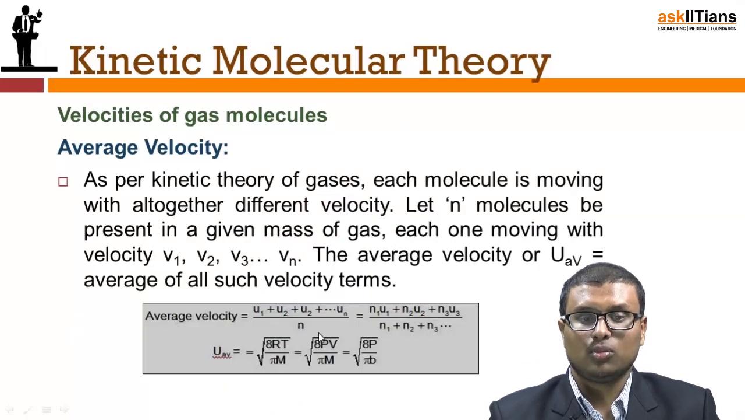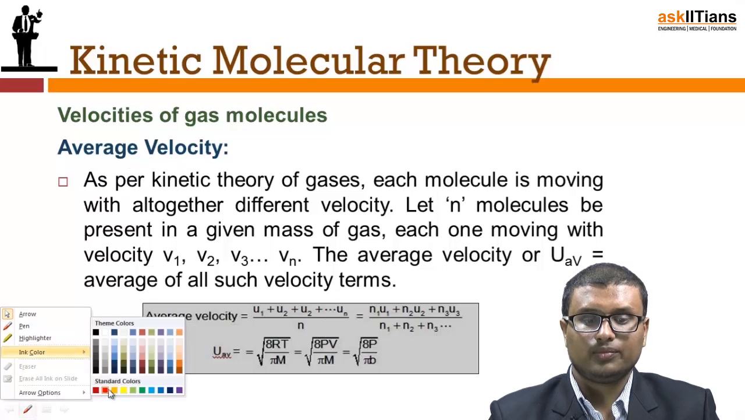Now we will discuss the different velocities of the gas molecules. You know that gases have certain velocity, right? Because they have certain kinetic energy. That means gas molecules should have certain velocities. But the velocities of the gas molecules are defined in terms of three different velocities. One is the average velocity, one is the root mean square velocity, and one is the most probable velocity. So we will start with average velocity. What is average velocity, students?